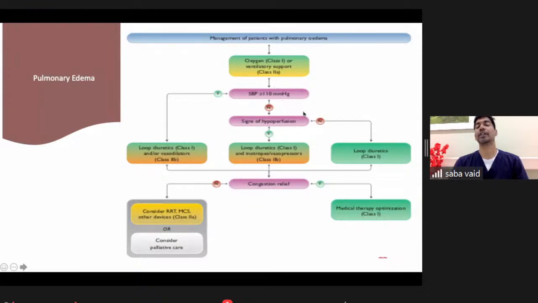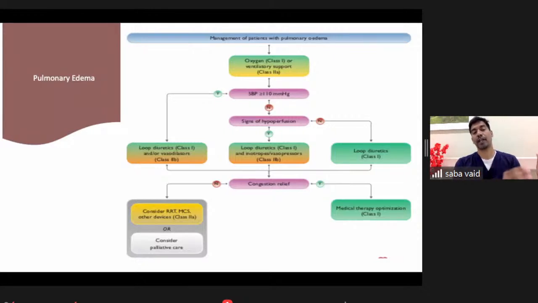Now, the next thing is, you need to look at the systolic blood pressure. If the systolic blood pressure is greater than 110, your pressures are decent, then you can think about adding vasodilators. Technically, what you want is preload reduction. For the diuretic to give you a preload reduction, it may take a few hours. So if you add a vasodilator like NTG or sodium nitroprusside, the vasodilation is immediate. It happens within the next few minutes, and the preload reduction is also very prompt, and you can potentially get an immediate relief. That is the reason they are asking you to look at the systolic blood pressure, and if it is more than 110, you have the option of adding a vasodilator.